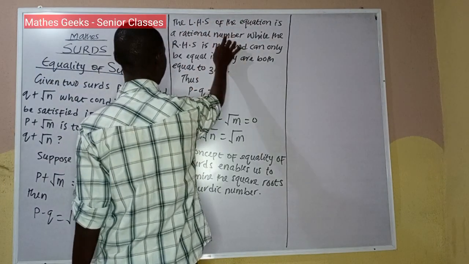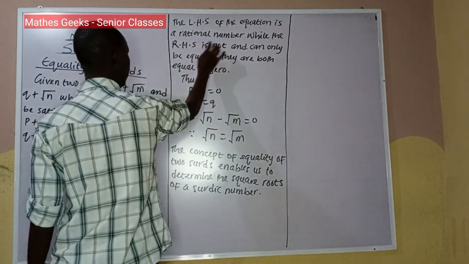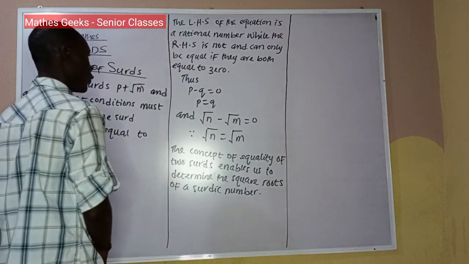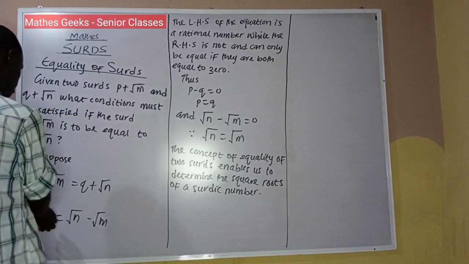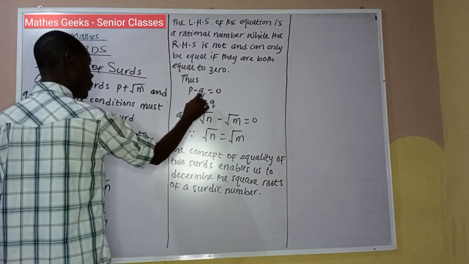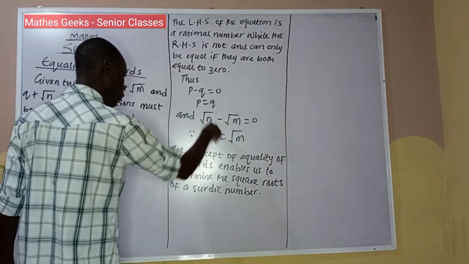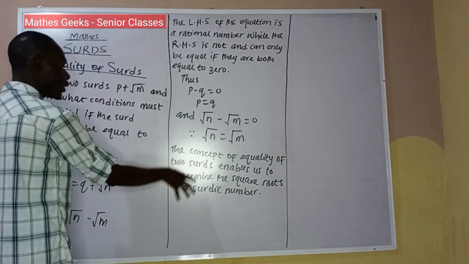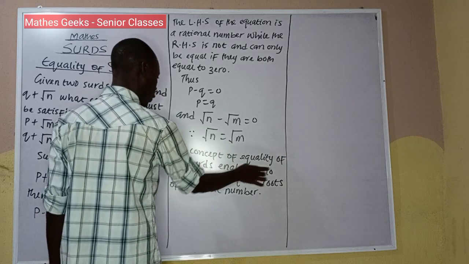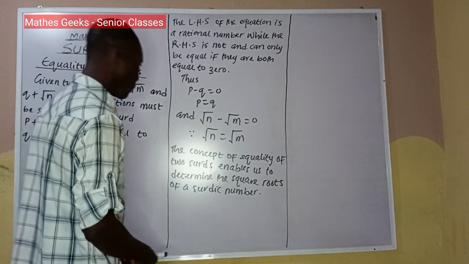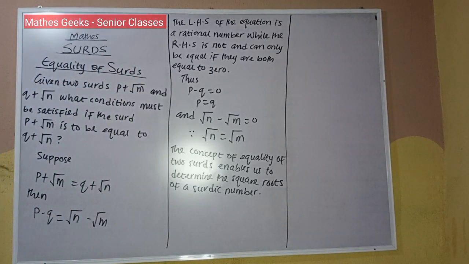So what you observe is that the left hand side of the equation is a rational number, while the right hand side is not, and they can only be equal if they are both equal to 0. Thus, p minus q is equal to 0, and that means that p is equal to q. And root n minus root m is equal to 0, which means that root n is equal to root m. So we use this concept of equality of surds to determine square roots of surdic numbers or expressions.